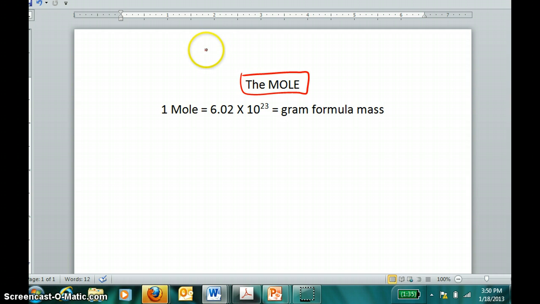We Americans and British tend to refer to what's called a dozen of something regularly. And a dozen is nothing more than a word that takes the place of a number. A dozen of something means 12 of something. So that's essentially what the mole is. It's a number of things. The only difference is a mole represents a very large number of things.